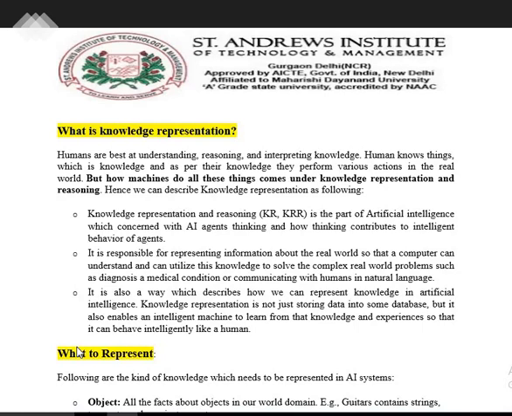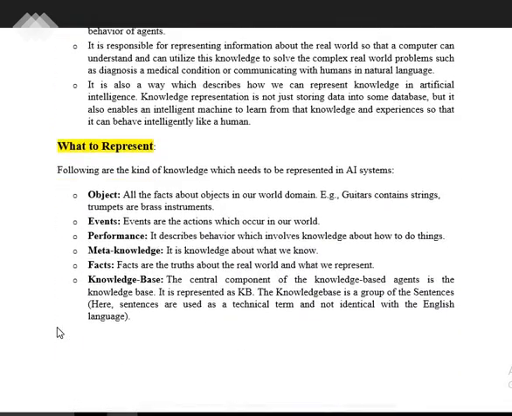Second thing, it is responsible for representing the information about the real world, so the computer can understand and utilize the knowledge to solve complex real-world problems, such as diagnosis of a medical condition, curing a tumor, searching MRI scanning reports. And another fact: it is also the way which describes how to represent knowledge in artificial intelligence. That representing is not only storing the information in a database but also doing analytical research and enabling the intelligent machine to learn how knowledge and experience can behave simultaneously with each other, just like interacting with a human being.